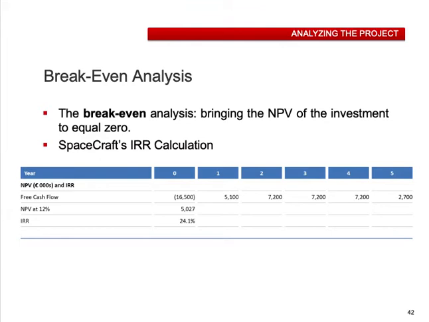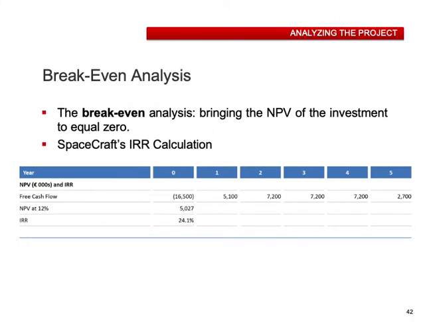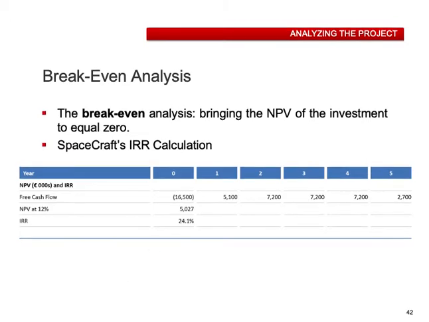Put differently, the internal rate of return is nothing more than an estimate of the project's rate of return. So the IRR can be seen as the total return of the project. And the total return of the project, looking at spacecraft, is 24.1%. So it means that the 24.1% gives, for spacecraft, an NPV of zero.